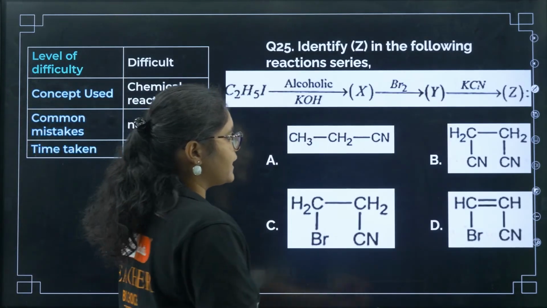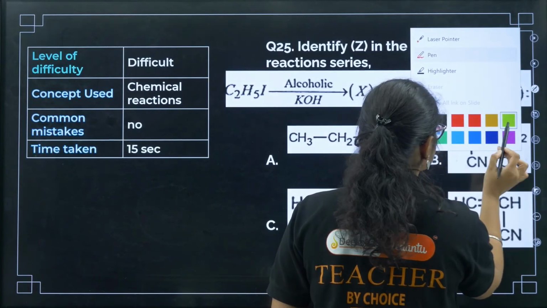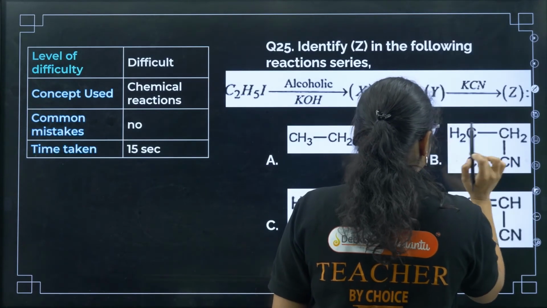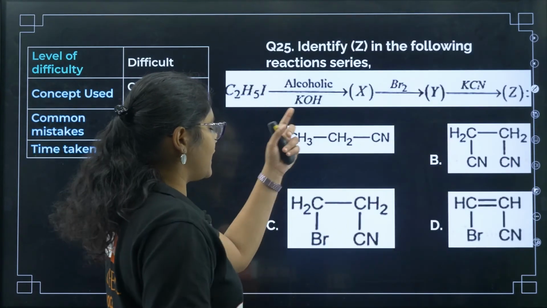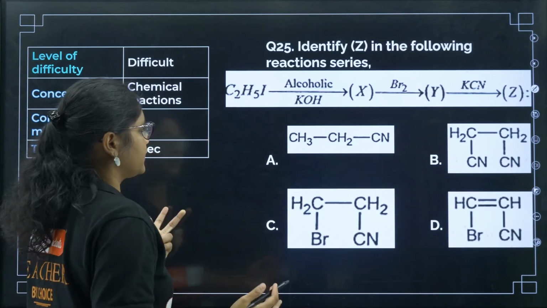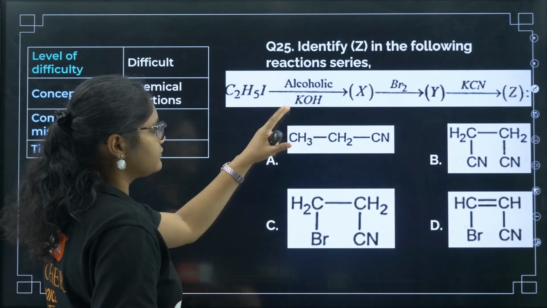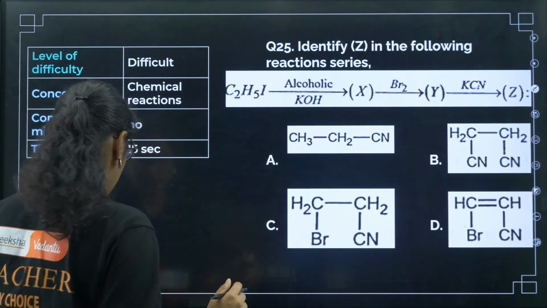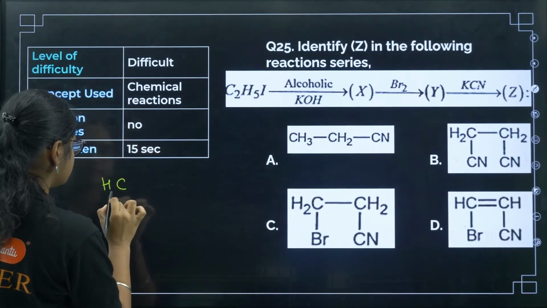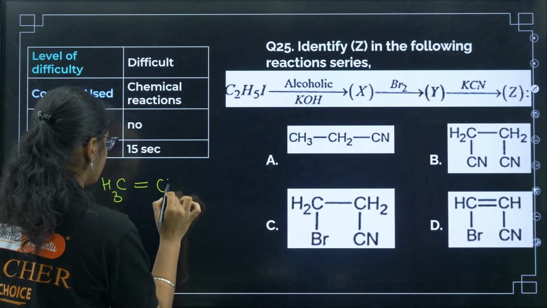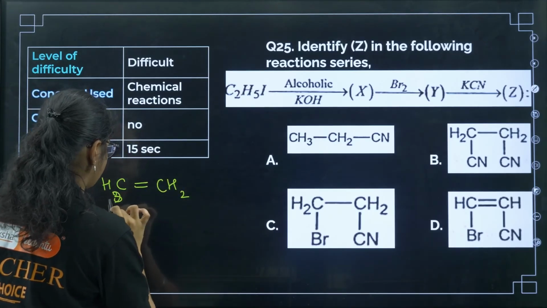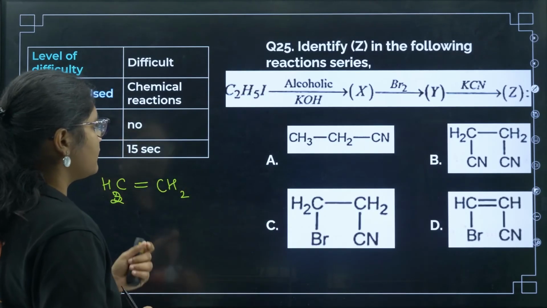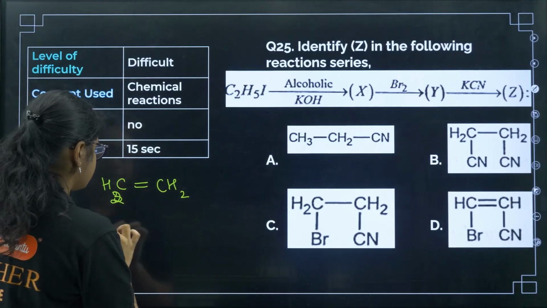Okay, next reaction based question. Let us see. First of all, you have alcoholic KOH. So alcoholic KOH will first bring about dehydrohalogenation, right? So I will get CH2=CH2. So first we get this, which is your X.